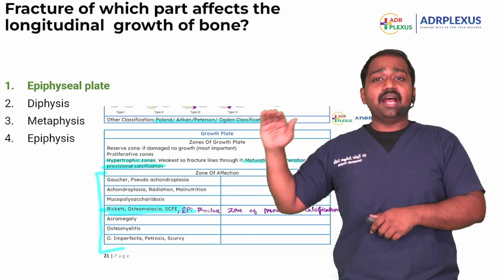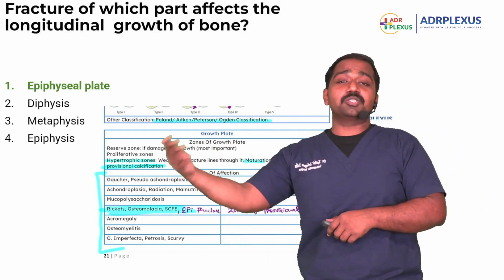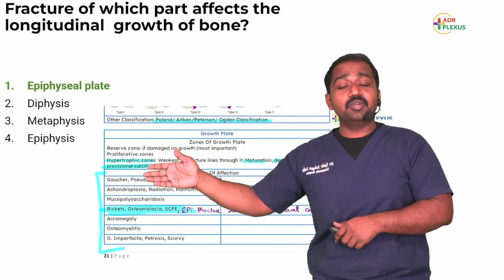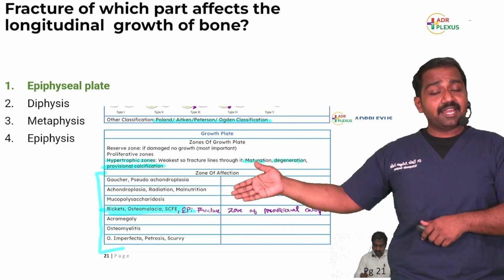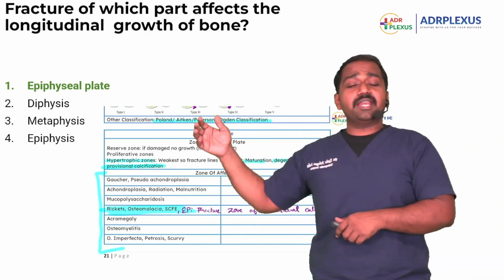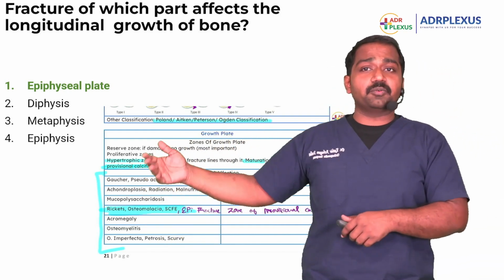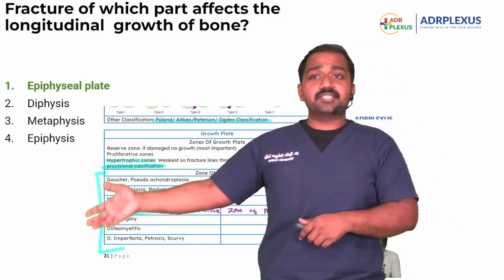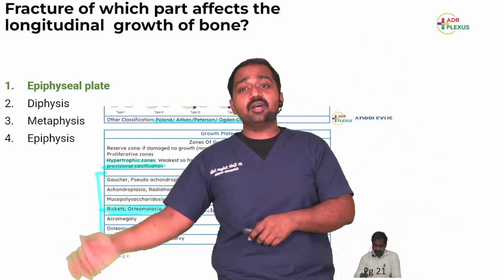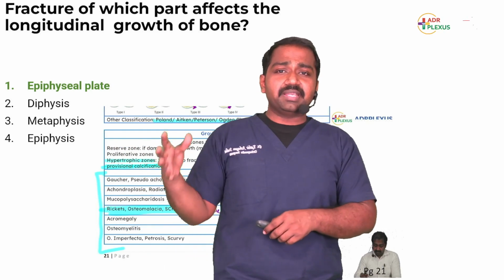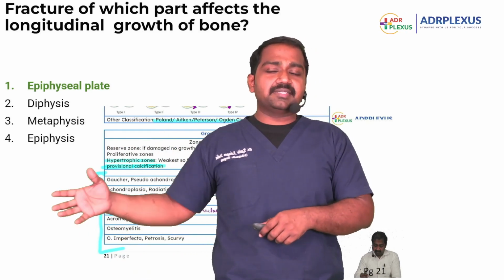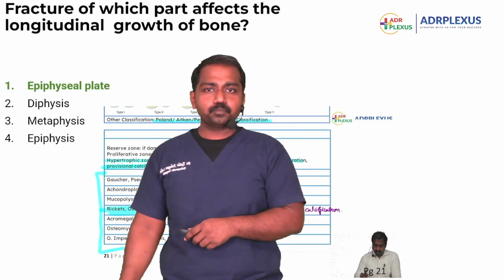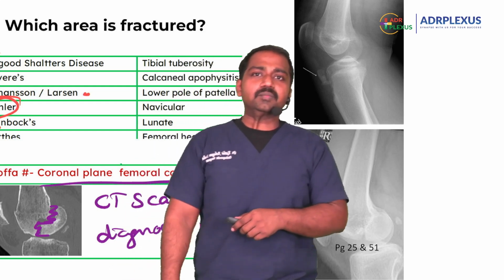Very simple. Okay. And if they are asking next time which is the most important layer, then the answer is reserve zone. Which is the weakest layer, then the answer is hypertrophic zone. Which layer would rickets happen? Hypertrophic or provisional calcification zone. Which layer would scurvy happen? Again hypertrophic or provisional calcification. So it's a basic question, but again discussed in page number 21 of our workbook.